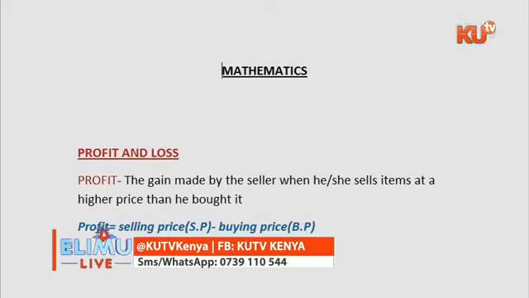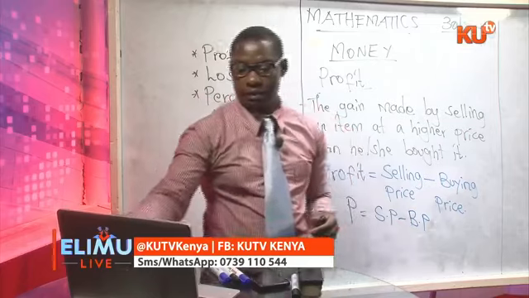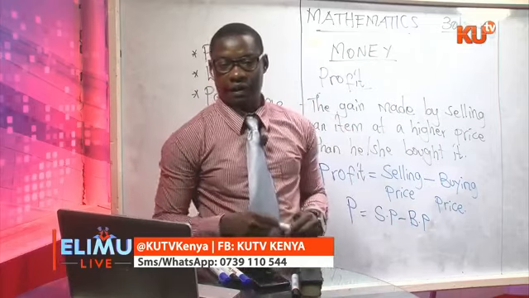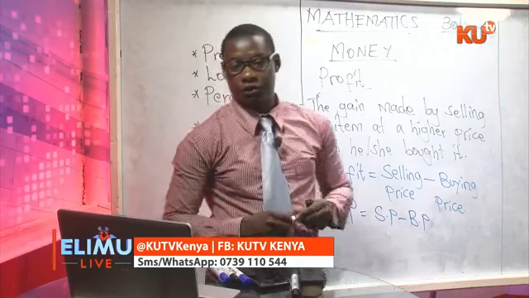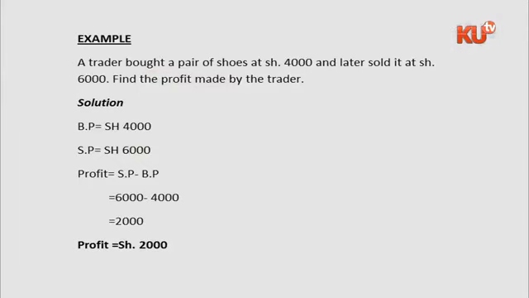So I have an example. I wish it can be displayed for you. We have an example to that question. A trader bought a pair of shoes at 4,000 shillings. Good, I believe you can see. So I want you to read together with me. A trader bought a pair of shoes at 4,000 shillings and later sold it at 6,000 shillings. Find the profit made by the trader.